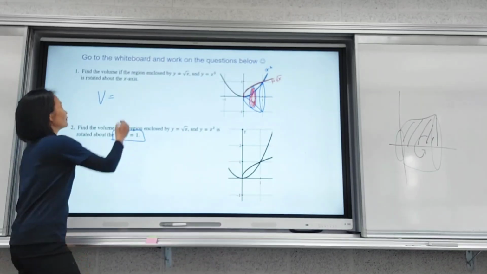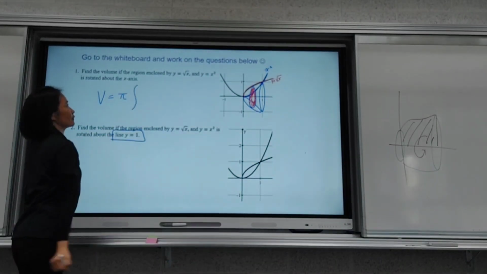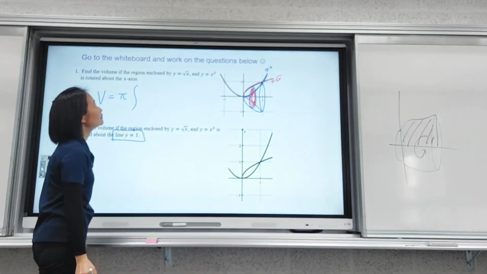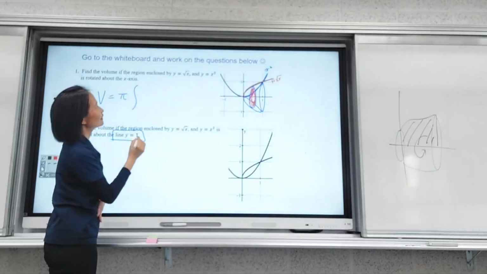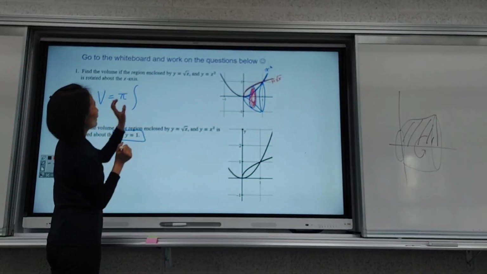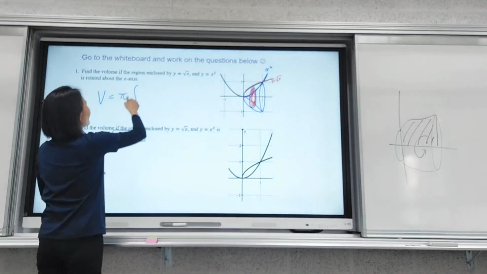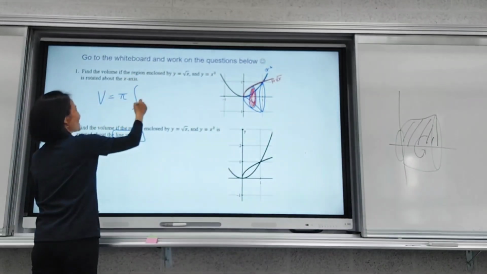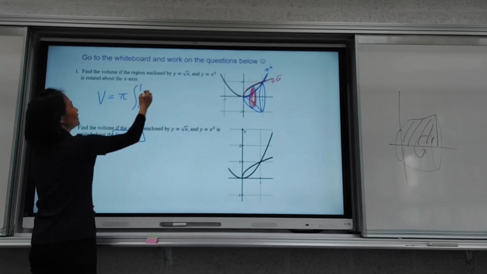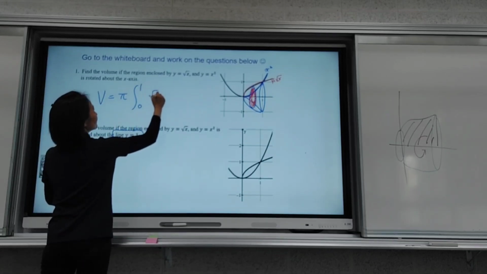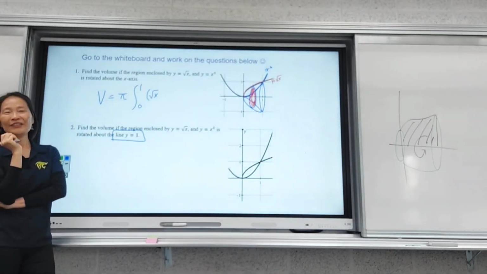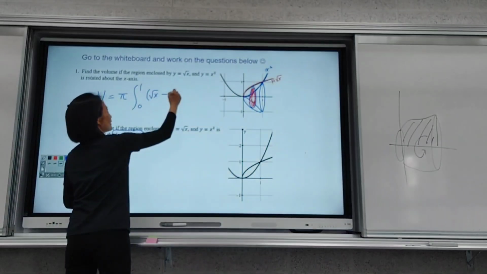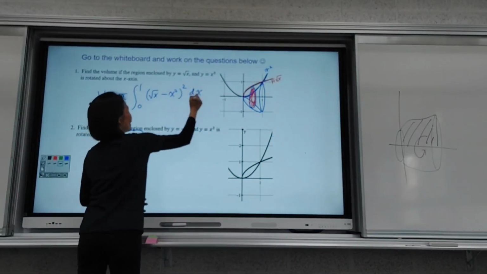Cindy? Pi times integral of 0 to 1. I want the integrand. Oh, 0 to 1. And then square root x minus x squared, whole thing squared. No. Are you saying this? Yeah.